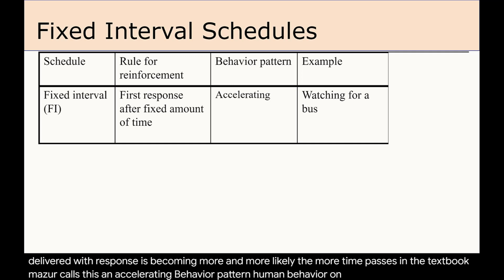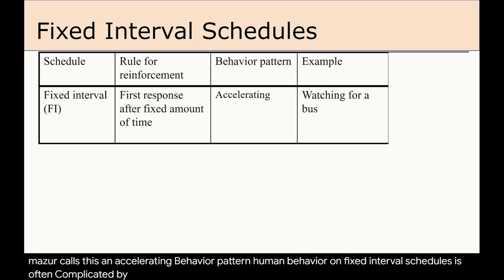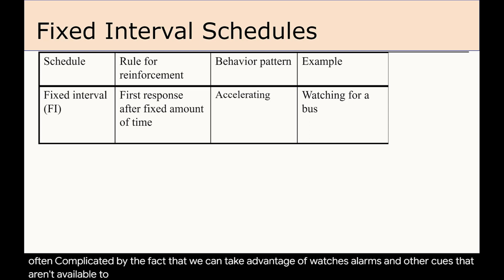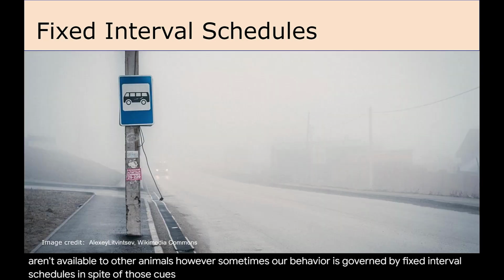Human behavior on fixed interval schedules is often complicated by the fact that we can take advantage of watches, alarms, and other cues that aren't available to other animals. However, sometimes our behavior is governed by fixed interval schedules in spite of those cues.